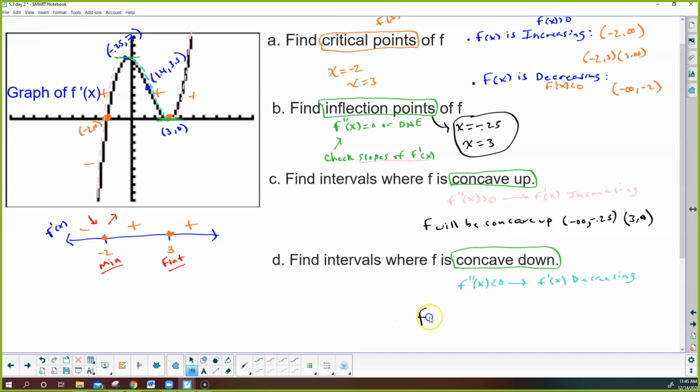My answer is f will be concave down between negative 2.5 and 3. That's about as hard as it gets right there. And most of the AP tests will give you the graph of f prime, because you can see all the stuff you have to think about just to figure that out.